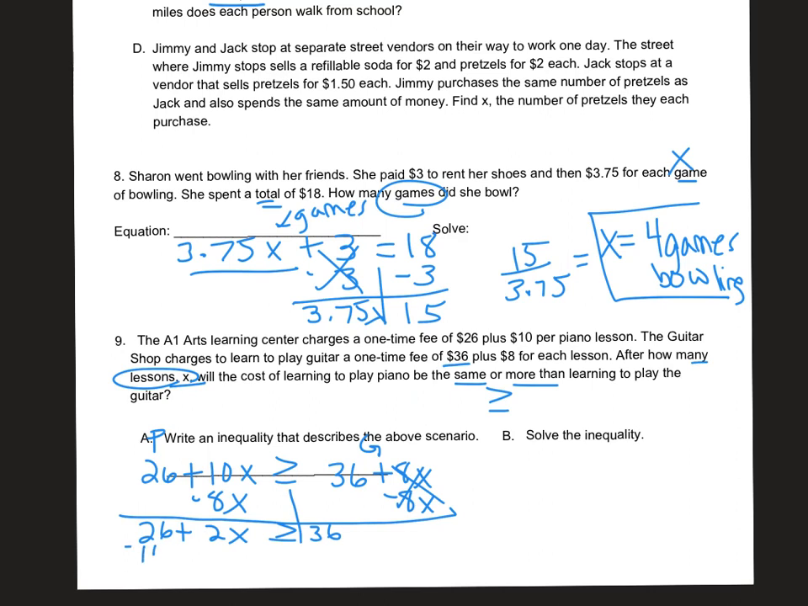Move all your numbers over to the other side, and that's going to leave me with 2x is greater than or equal to... I'm sorry, this should be minus 26. Thank you. 2x is greater than or equal to 10. When I subtract 36 minus 26, I get 10.